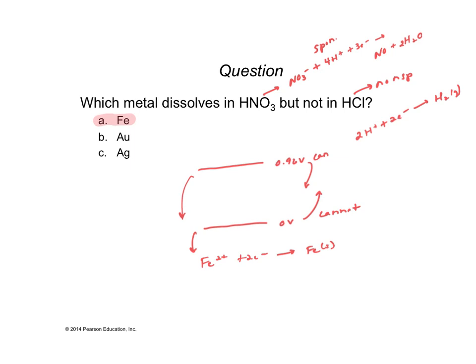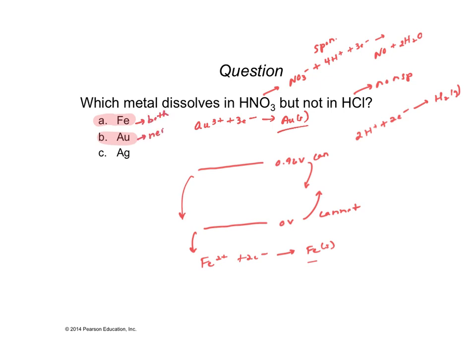Now, if we move on to B, gold, gold ends up being way up here. This is our Au3+ plus 3 electrons going to Au solid. Again, you're looking for the reduction product being that solid metal. Because gold is above both nitric acid as well as HCl in that table, gold cannot be dissolved by anybody. That's why gold is as valuable as it is, it's not dissolvable in an acid. So gold cannot be dissolved by either, while iron can be dissolved by both.